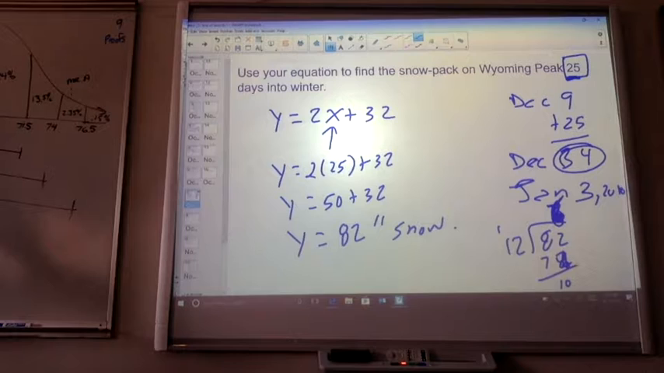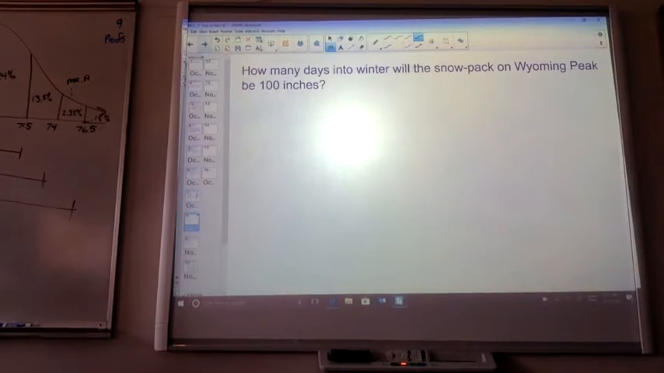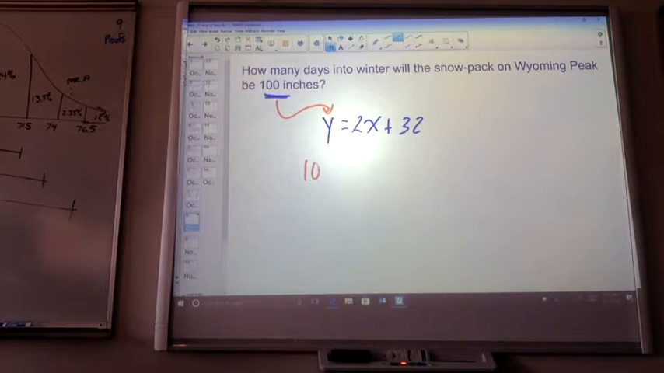All right. So we just use this in the context of the problem. It's not a difficult thing. How many days into winter will the snowpack on Wyoming Peak be 100 inches? Okay, what was my equation again? y equals 2x plus 32. The 100 goes in the y. Yeah, the 100 is our y component, so we're going to put that there.